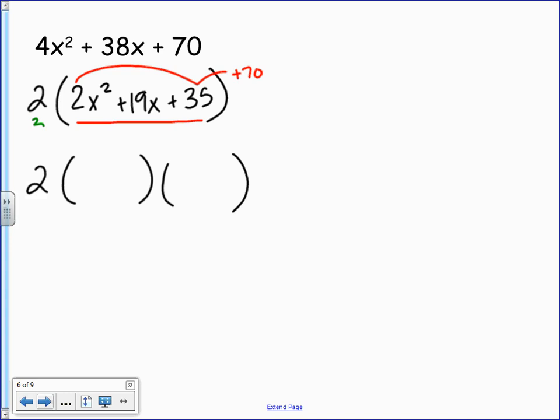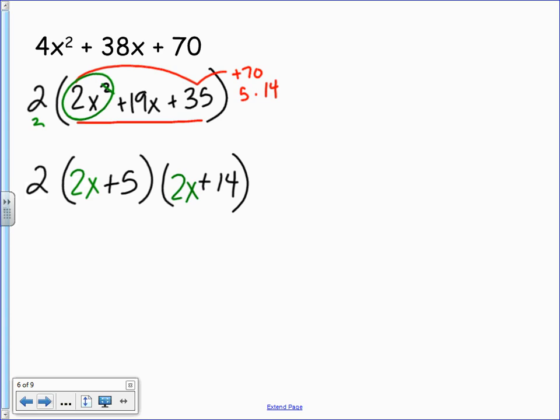In this case, the factors that work are 5 and 14. So 5 times 14 gives me 70, and 5 plus 14 gives me 19. Those are the numbers I'm going to drop into my groups of parentheses. So I do plus 5 and plus 14. And remember, for the first term, I go to the first term in my trinomial, and I copy the 2, I copy the x, but I leave off the x squared. So I put in my 2x.